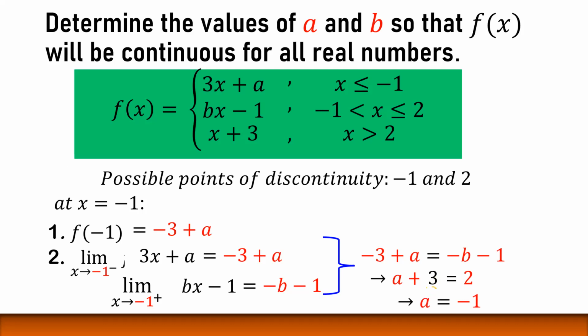Nakuha na natin yung value na kailangan natin for the function to be continuous at x equals negative 1, at x equals 2, and everywhere. Okay? Ay, sorry, b equals 3. Ayun.